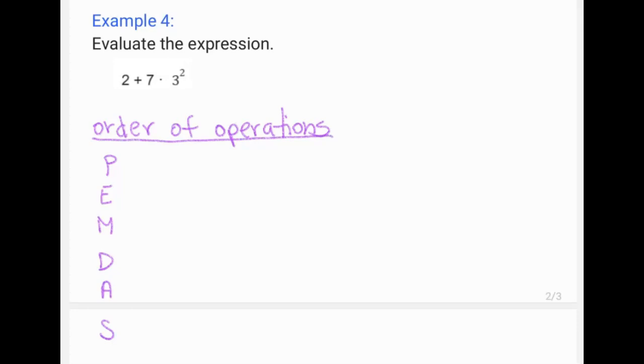So in my first case, I do not have anything for parentheses, so I'm going to go ahead and skip that. I have exponents, so I see an exponent right there, the 3 to the 2nd. So 3 to the 2nd, as we learned, means that we're writing the base 3 and we're writing it twice. So 3 times 3 will equal 9. So let me go ahead and rewrite this problem now as 2 plus 7 times, and then the new number is 9. Now I'm going to the next order of operations.